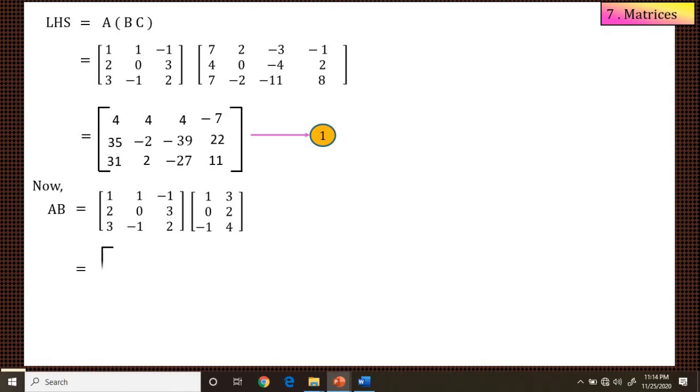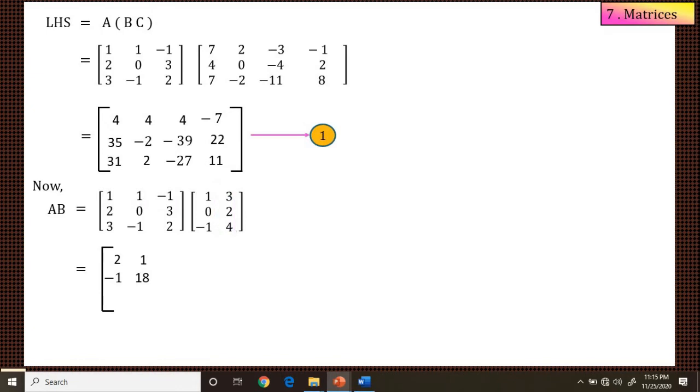Again, by the definition of product, first row, first column elements are multiplied and added. If you operate that one, you will get a value 2. And with the second column, if you operate, you will get 1. And second row is taken, therefore second row elements are written. With the first column, if you operate, you will get minus 1. And with the second column, if you operate, 18. So this is the second row elements.